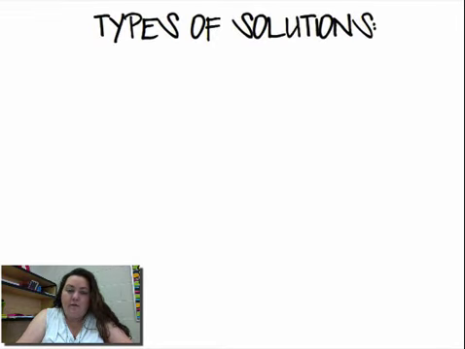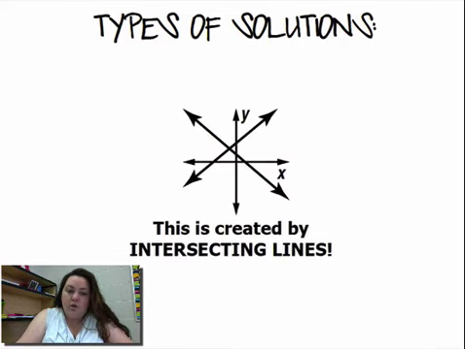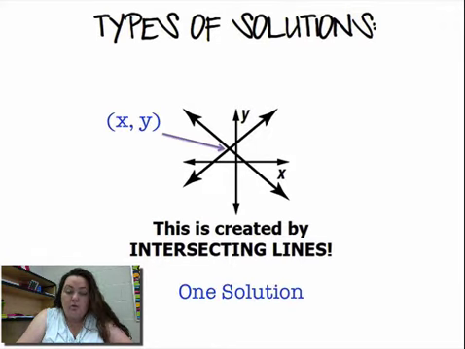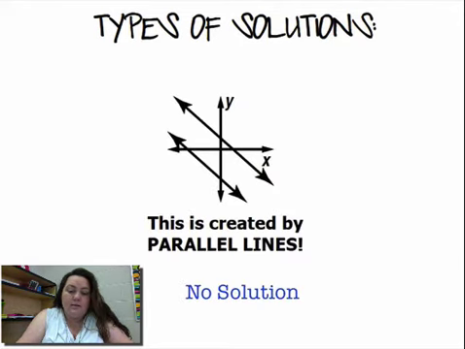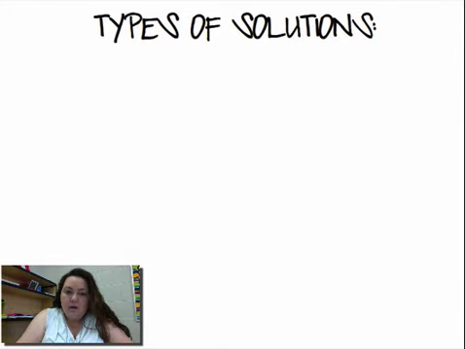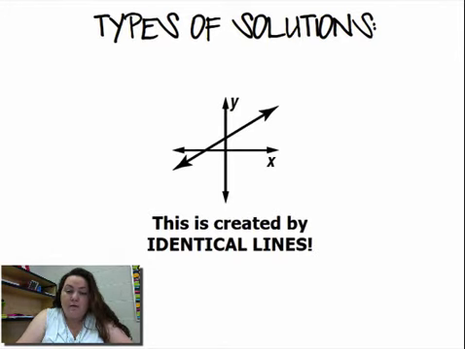Now, you can have several different types of solutions. When the lines intersect, you have one solution, and your solution is the ordered pair where they cross. You could have parallel lines, so there's no solution. They're never going to cross. Parallel lines always have the same slope, but different y-intercepts. And you could have identical lines, so then you would have infinite solutions, because every single point on that line is a solution.